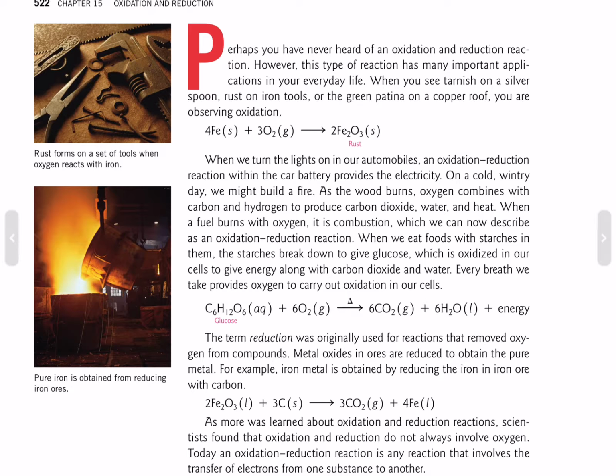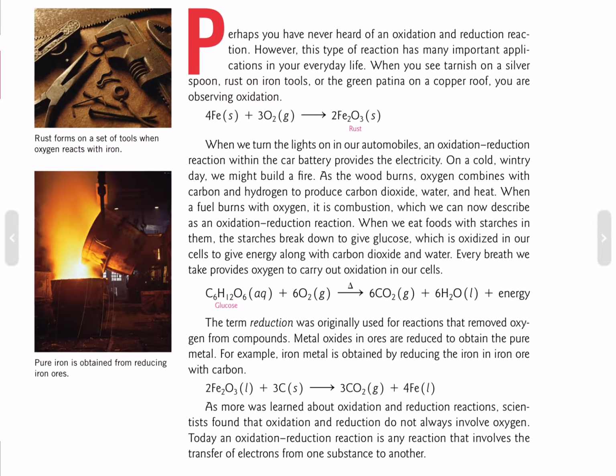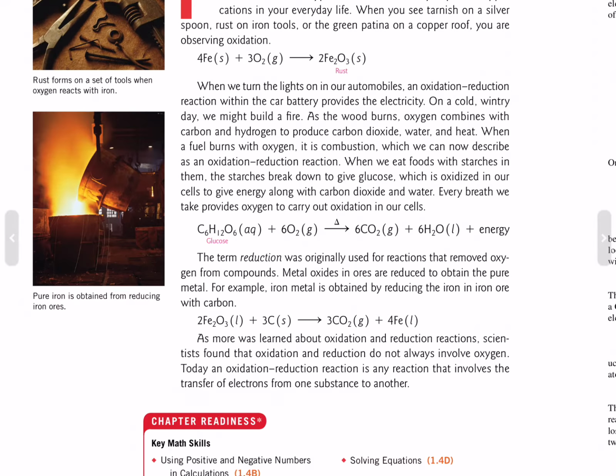The term reduction was originally used for reactions that removed oxygen from compounds. Metal oxides and ores are reduced to obtain the pure metal. For example, iron metal is obtained by reducing iron in iron ore with carbon.